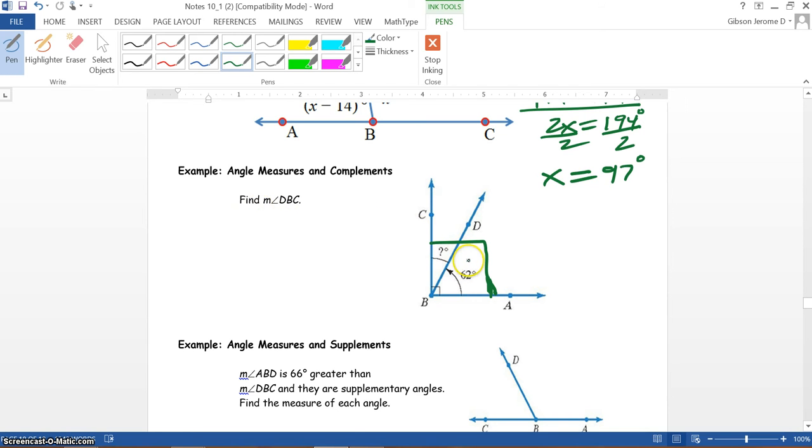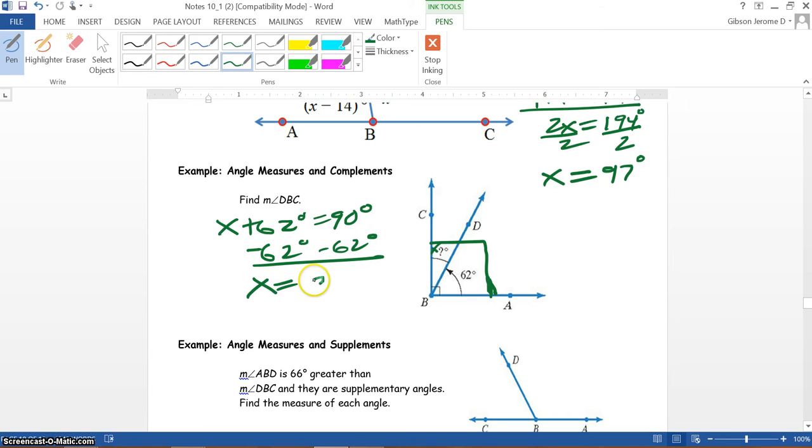So what we would have to do is this here. We can make this x. So we'll say x plus 62 is equal to 90 degrees. We'll subtract 62 degrees on both sides. And x is equal to 38 degrees. So our final answer, the measure of angle DBC, is equal to 38 degrees. And that is our final answer.